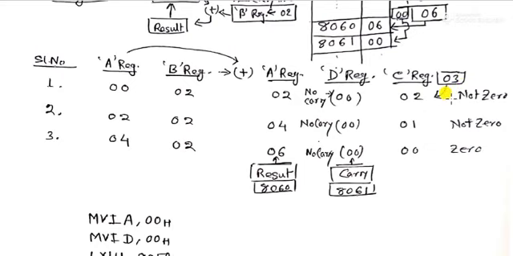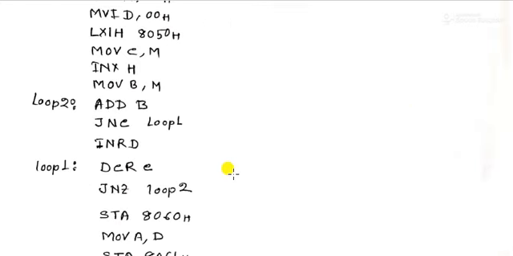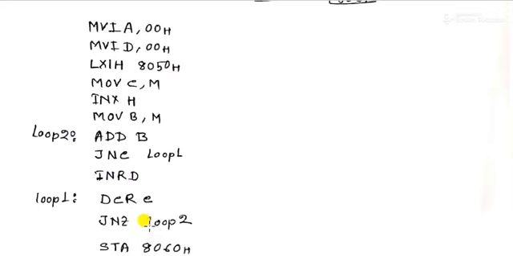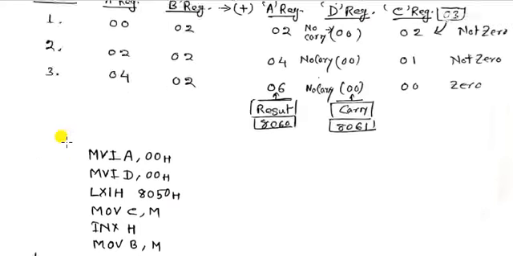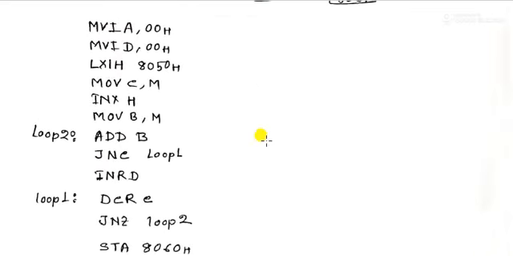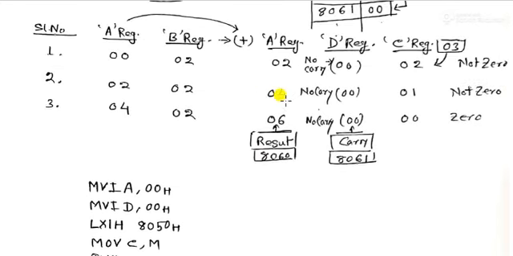And we check jump on not 0. If the result of the C register is not 0, then you have to jump and process again. We have to continue the loop. Where is the loop going? The addition process, that is here, ADD B. Here the content of the accumulator is the previous addition value 02, added with 02, and the value will be 04, stored in the accumulator.